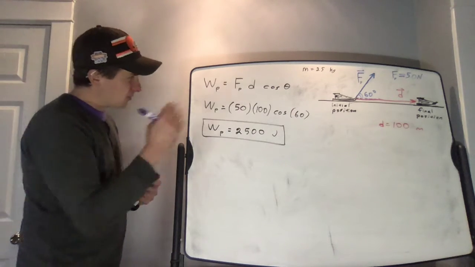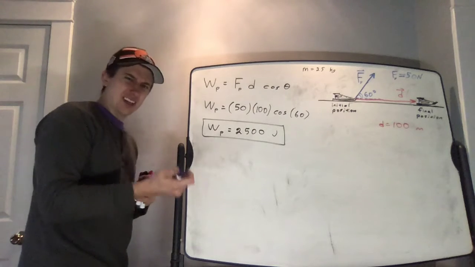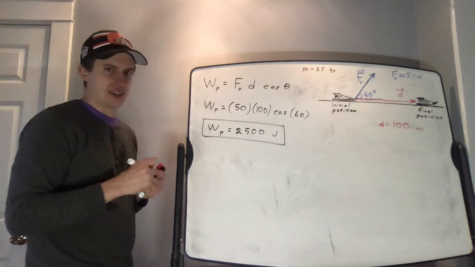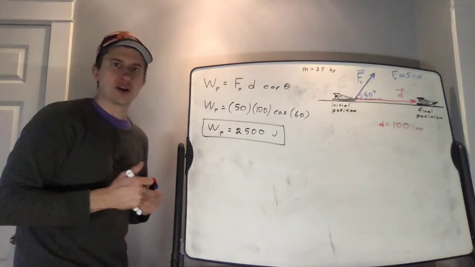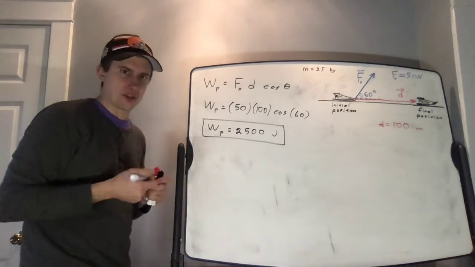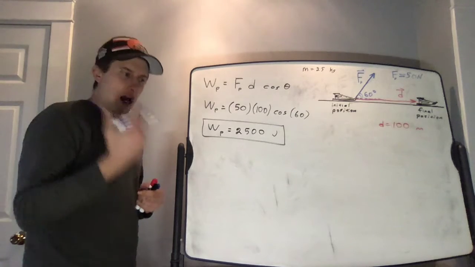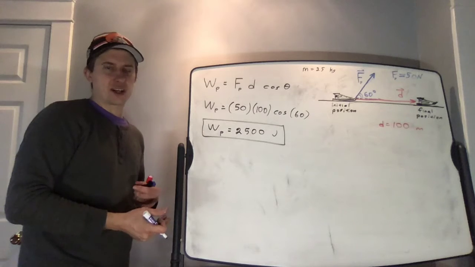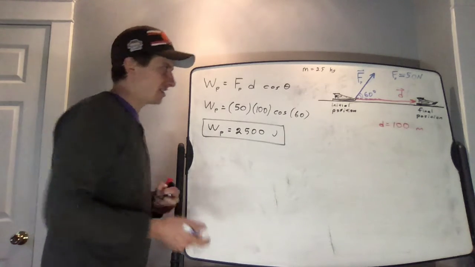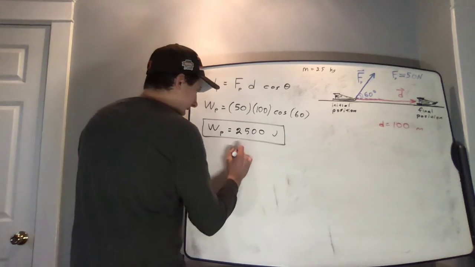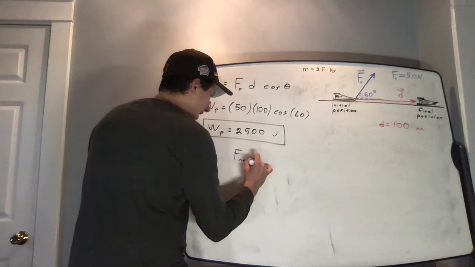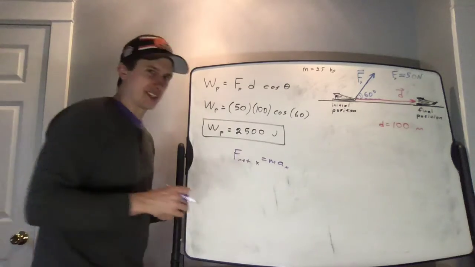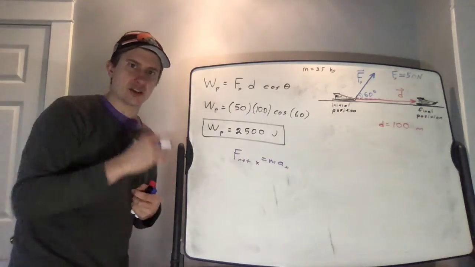Now, the next part of this question says, if the sled is initially at rest, how fast will it be moving when the sled reaches its final position 100 meters away from its initial position? Hypothetically, if I wanted to, I could treat this problem just like chapter 4 in forces. I could say F net x equals m a x. I know if I pull the sled to the right, it will accelerate to the right.